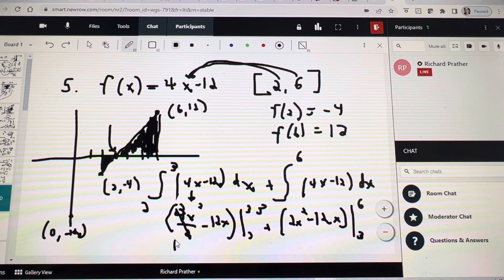So here we need to do big F of 3 minus big F of 2. And this will turn out to have a negative answer. And then this is big F of 6 minus big F of 3.